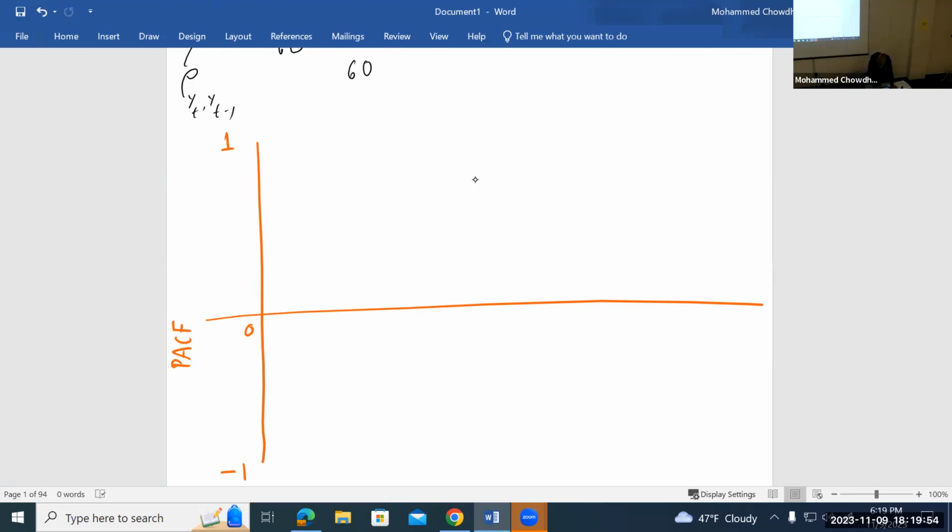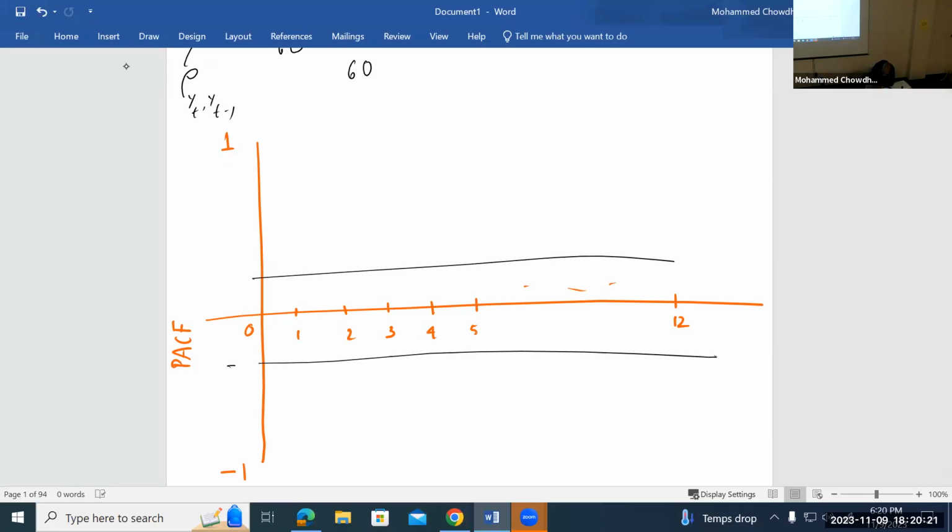Then what I will do, I consider lag 1, lag 2, lag 3, lag 4, lag 5, up until lag 12. Clear, right? So now, suppose this line is equal to negative 0.10 correlation, and that is equal to positive 0.10 correlation. Okay? This is the threshold value. Now the partial autocorrelation between t and the first lag, so this is t minus 1, this is t minus 2, this is t minus 3. Here suppose I plot the autocorrelation function and I got it in here. This is the threshold value.